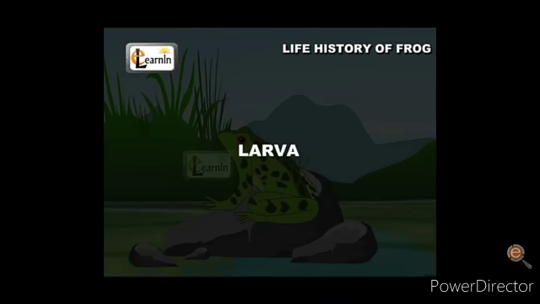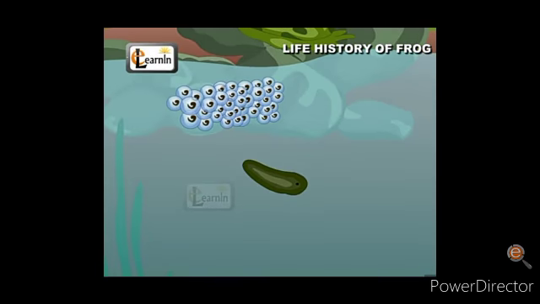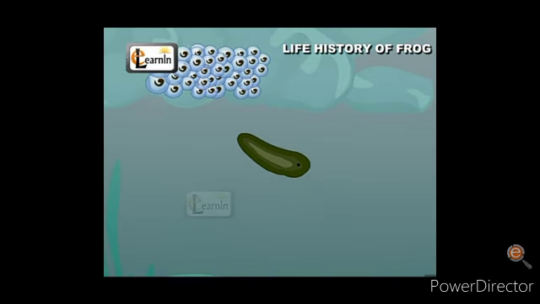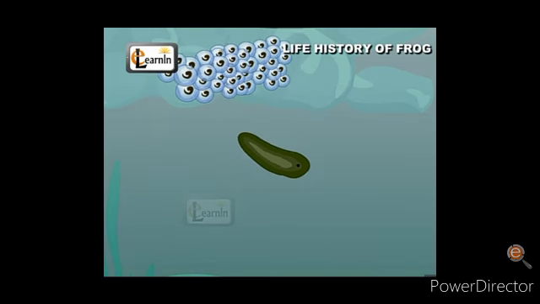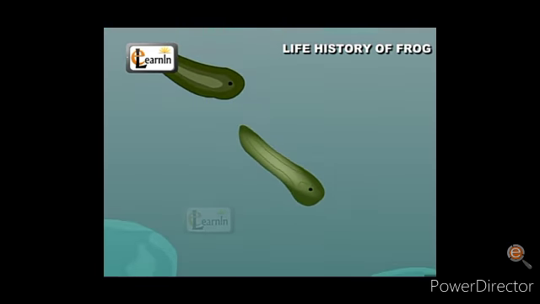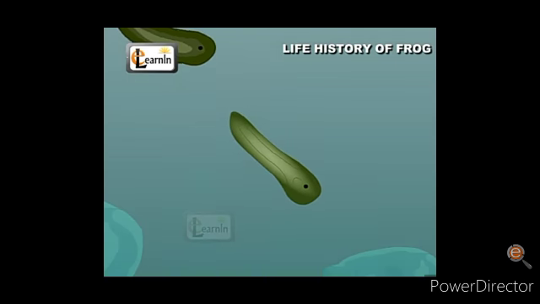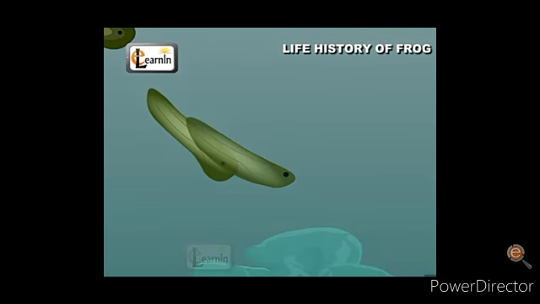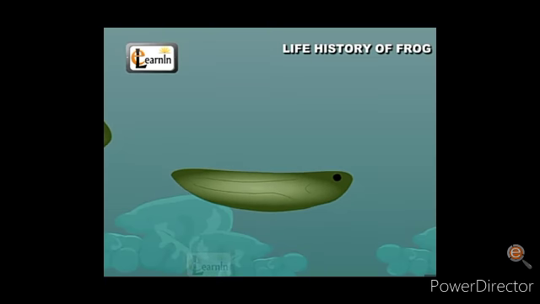Larva. The newly hatched larva has a large head, a small trunk, and a short tail. It has no mouth. There is a sucker at the anterior end on the ventral side. The larva attaches itself to the weeds by means of the sucker. It has two pairs of external gills for respiration. In a week, the larva develops into a tadpole larva.